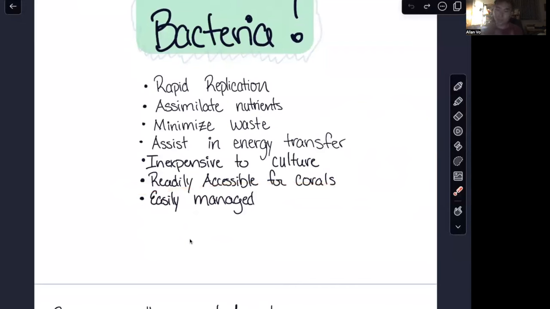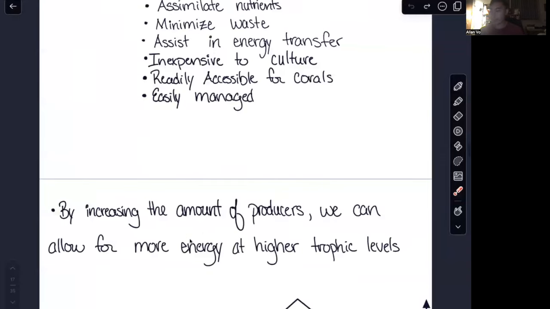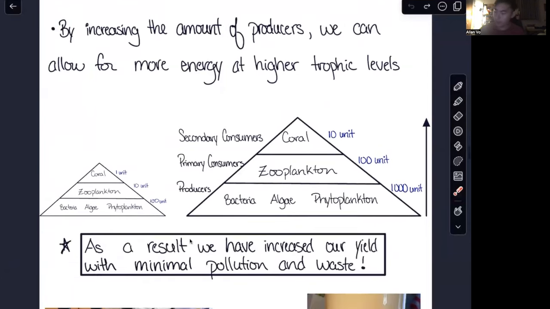I think the key, or what the early systems like KZ really thought or saw, was how efficiently corals utilize bacteria. So, like I said, bacteria are at the bottom of the food chain essentially, and it's only up from there, baby. So, the bacteria are producers. We can think of them as producing energy from waste products, from light, in some cases. And by increasing the amount of producers, we increase the amount of energy at higher trophic levels.